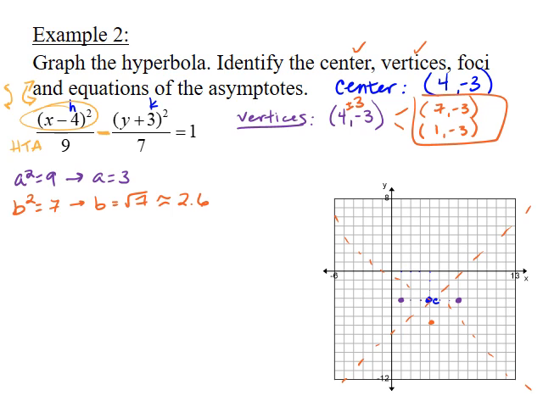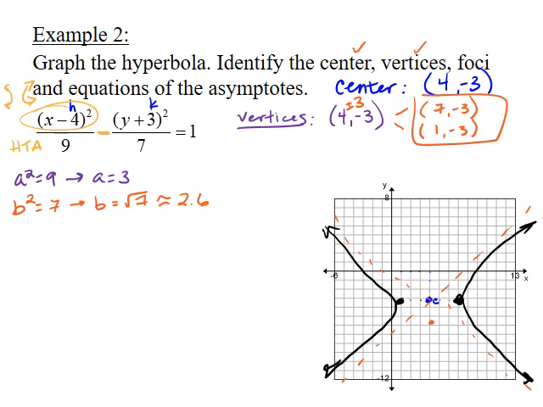But now my transverse axis is horizontal. So this is a vertex and this is a vertex. So I'm going to sketch in my branches this way. Once again, if you want to erase the box, you certainly can.